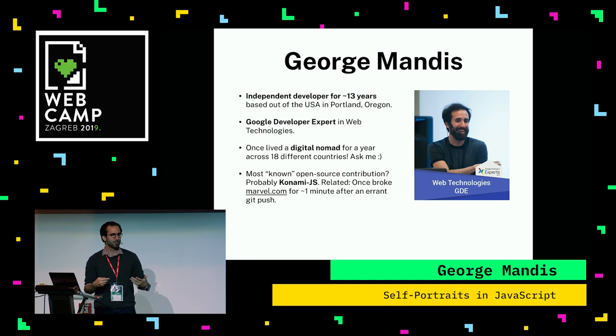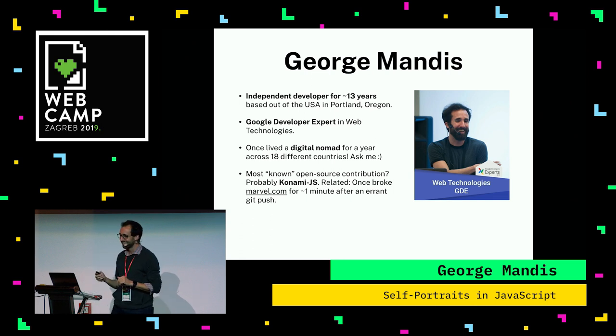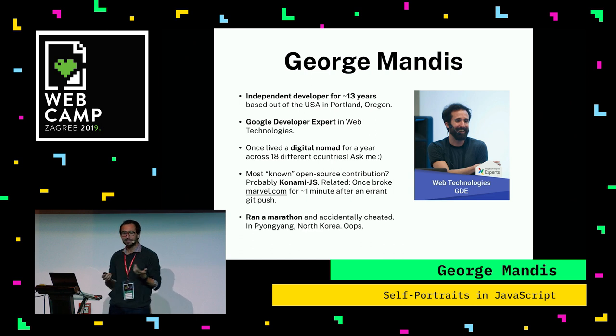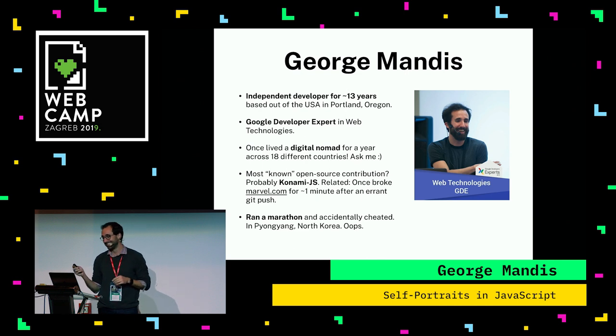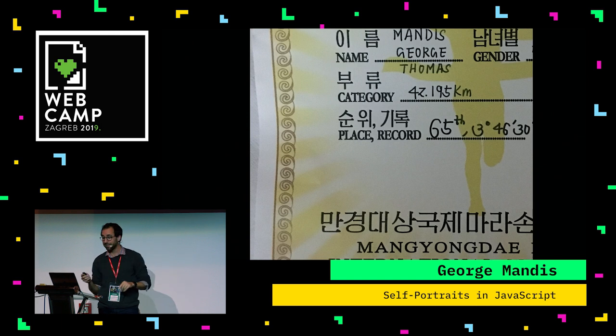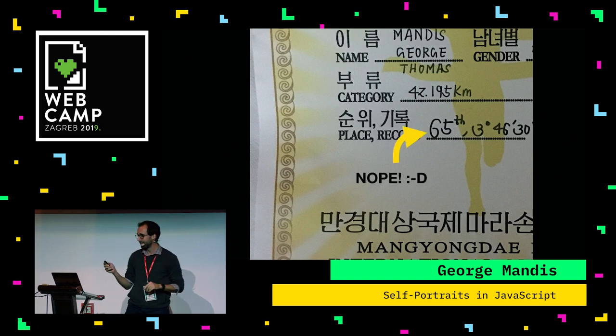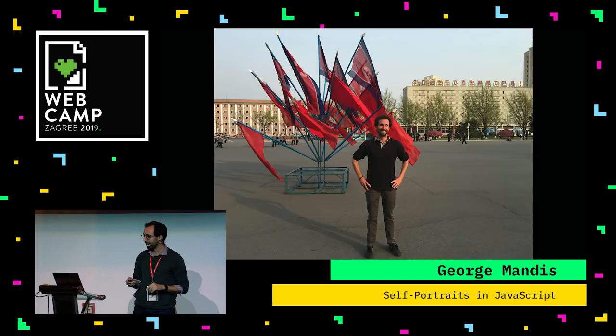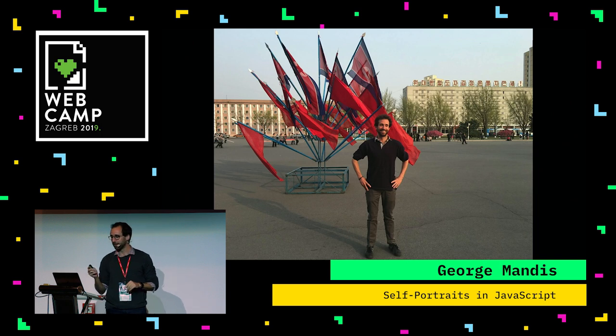Whenever I go to these things, I'm always impressed by the things people are working on. That's my most impressive thing, I like to say. Lastly, I once ran a marathon and accidentally cheated in North Korea. Maybe you'll remember that. And just a proof, there's my place. I came in 65th. Nope, not true. And there's me. I don't know how I actually feel about this photo, but moving on.